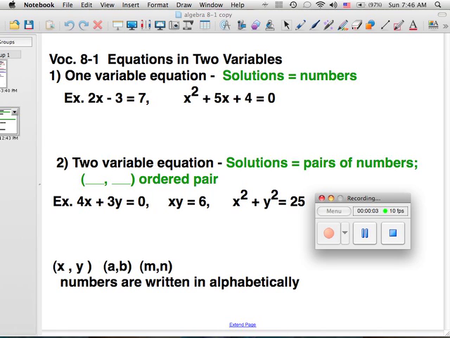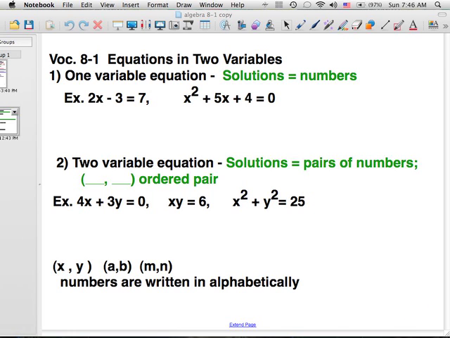We're on chapter 8, section 1, and we're going to be working with equations in two variables. When we had equations with one variable, our solutions were just simply numbers. If we have two variable equations, our solutions are pairs of numbers. For example, we're going to be using ordered pairs (x, y). The number that works in this equation for x goes in the first spot in the ordered pair, and the number that works for y goes in the second spot.